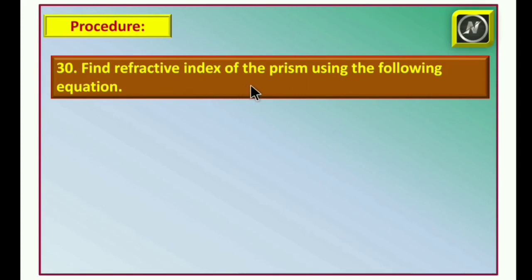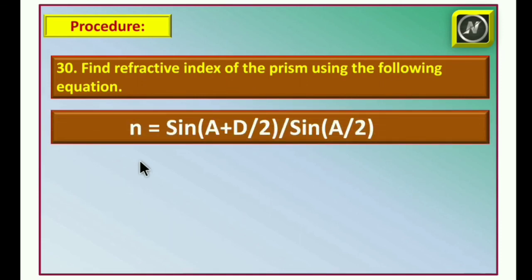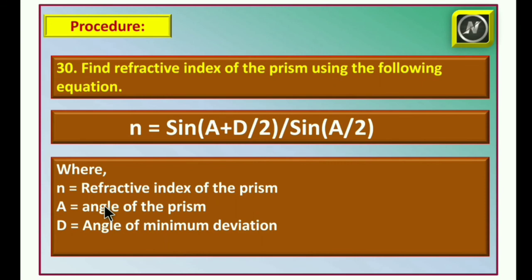Find the refractive index of the prism using the following equation. Using the data we have taken, we find the refractive index of the prism. The formula is n equals sine of (A plus D) by 2, divided by sine of A by 2. Here n is the refractive index of the prism, A is the angle of the prism, which we first find, and D is the angle of minimum deviation. Using these values we can find the refractive index of the prism.